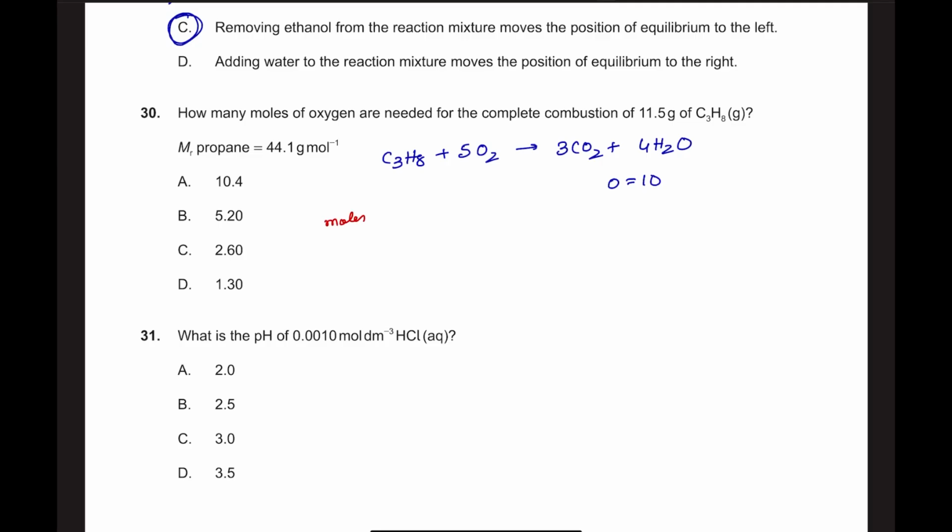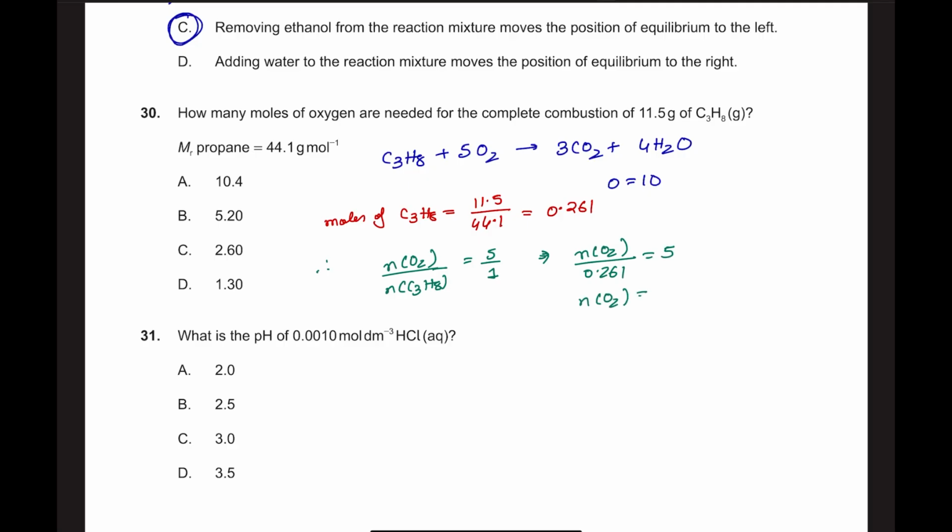So moles of C3H8 would be 11.5 divided by 44.1, which should approximately give us 0.261. Then the ratio of moles of oxygen to moles of C3H8 would be 5 to 1. So moles of O2 divided by 0.261 is 5. Moles of O2 would be 5 times 0.261, which finally gives you 1.303, corresponding to option D.